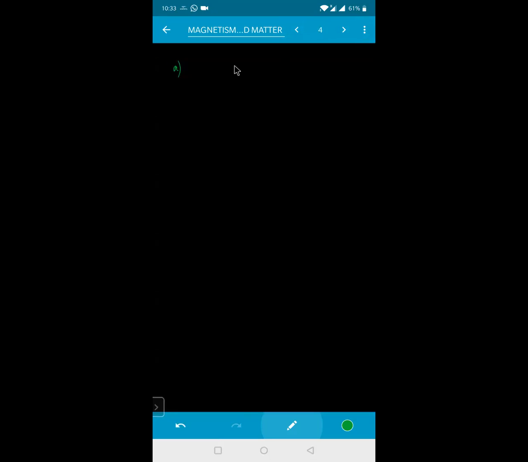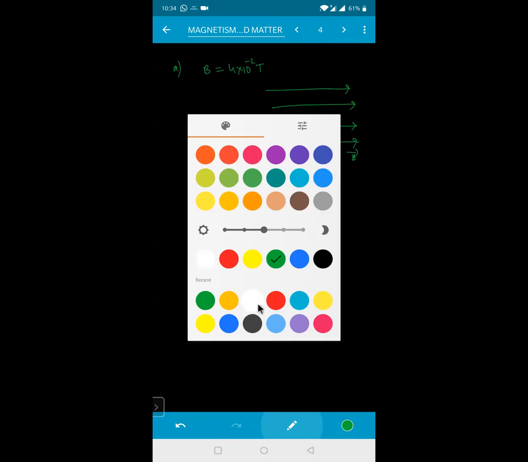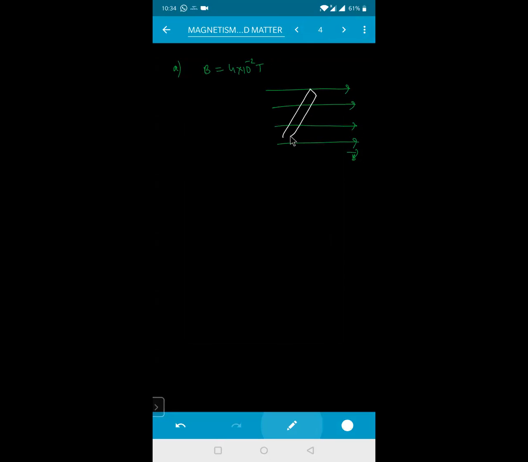That means the magnetic field is given for me. B is equal to 4 into 10 to the power of minus 2 Tesla. This is nothing but the magnetic field, that is B bar. In this, a bar magnet is being kept, which is making an angle of how much with the axis? This is the south pole and this is the north pole. This is the magnetic moment. Okay? So we need to calculate the magnetic moment.